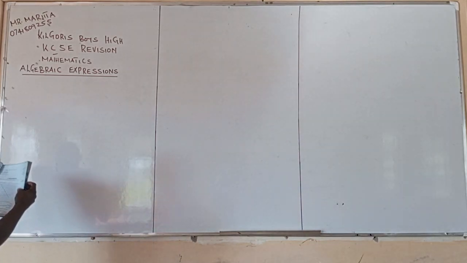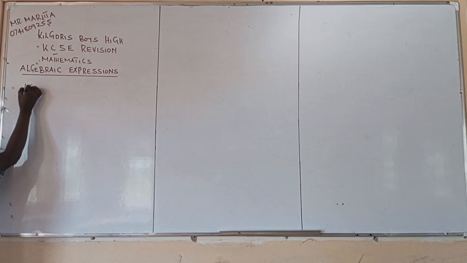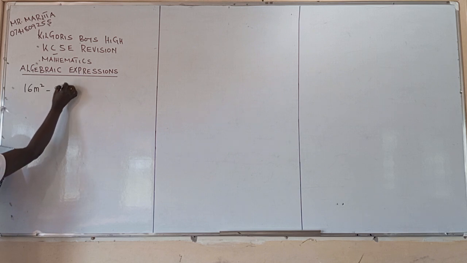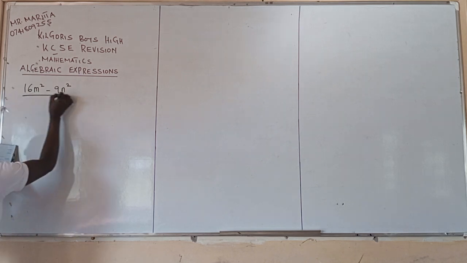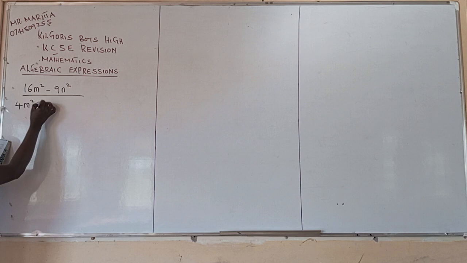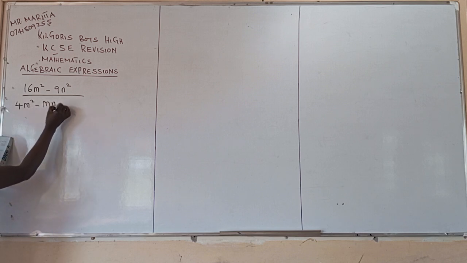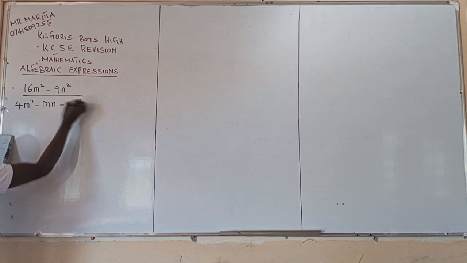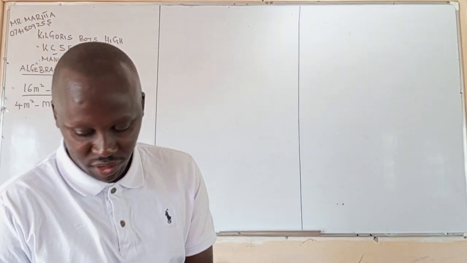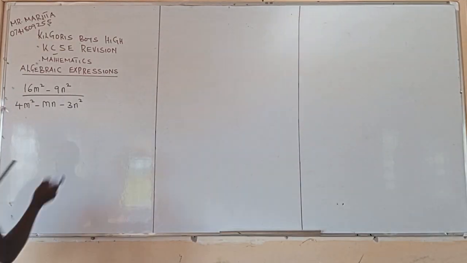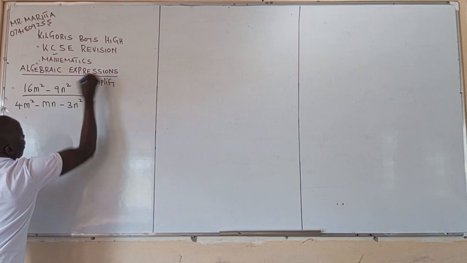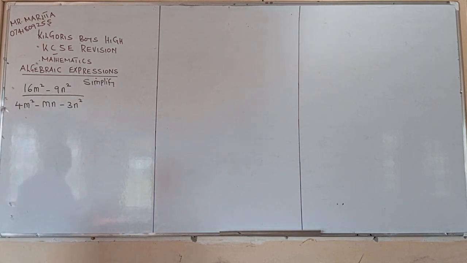In KCSE 2013, we have 16m squared minus 9n squared, then you divide by 4m squared minus mn minus 3n squared. The question is to simplify the expression. So we are supposed to simplify this expression. So how do you simplify this expression?